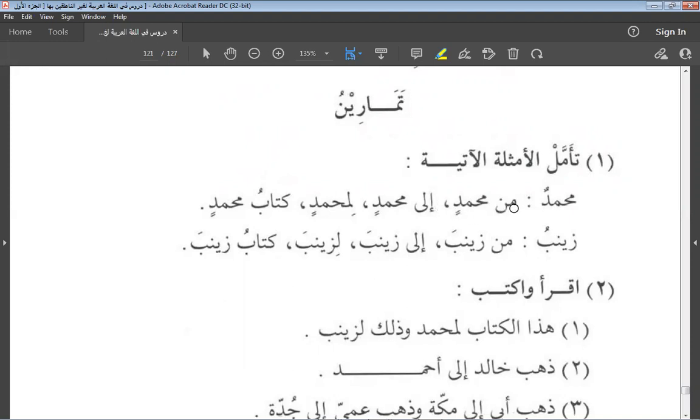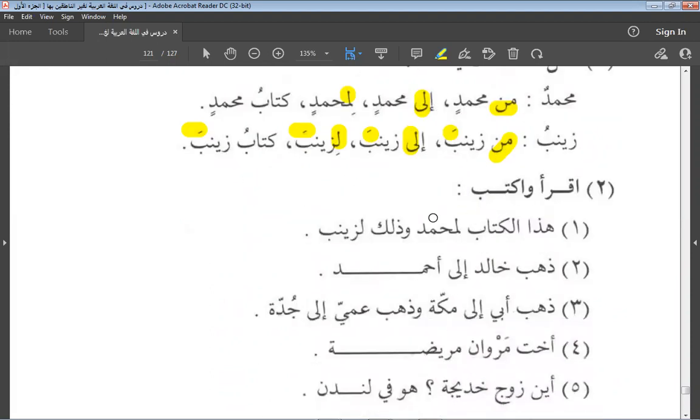Min Muhammadin, ila Muhammadin, li Muhammadin, kitabu Muhammadin. So harf jar, harf jar, harf jar, and this comes as mudaf ilayh. It comes here as mudafun ilayhi. Okay, then Zainabu, we look at how it affects Zainab. Min Zainaba, ila Zainaba, li Zainaba, kitabu Zainaba. Very good, putting it close for us to see the changes, the effect of the word being mamnu min as-sarf.